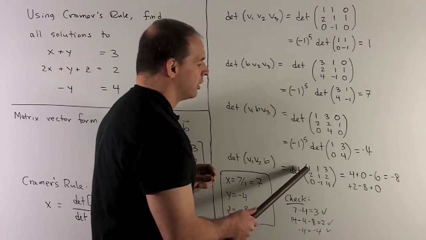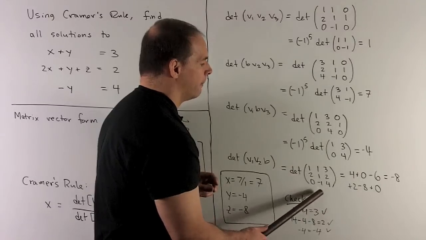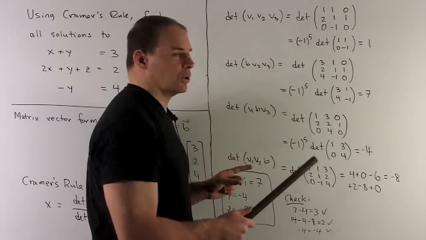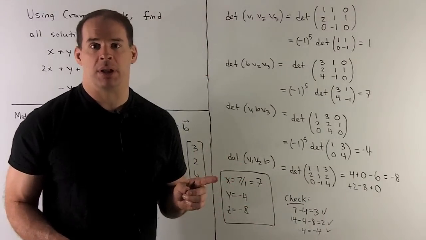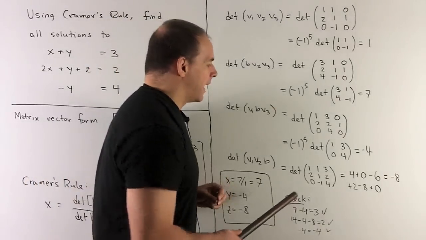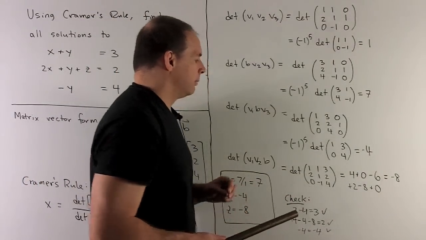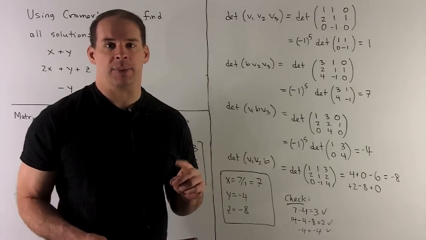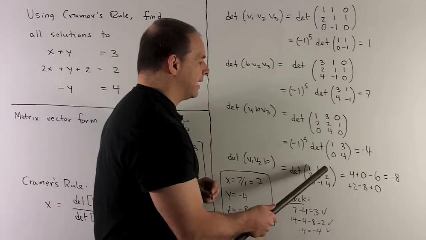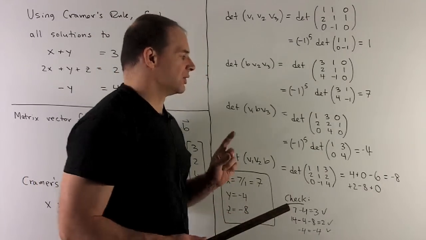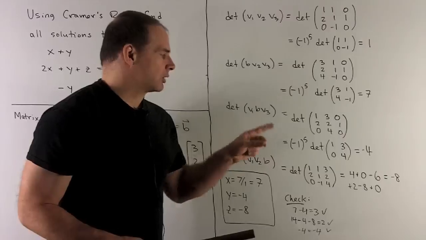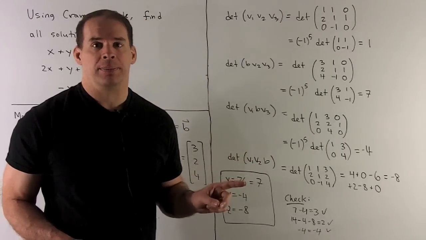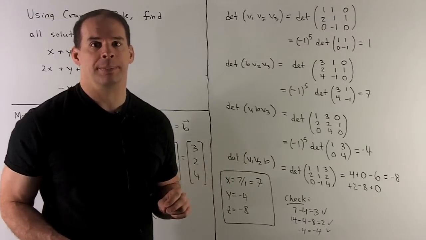Other direction, so we have 1, 2, minus 1 gives me a minus 2. Since I'm subtracting, it becomes a plus 2. Then I have 1, 2, 4 becomes an 8. Subtract gives me a minus 8. And then for the main diagonal, I get a 3, 1, 0 goes to 0. Collect all the terms, I get a minus 8. Divide by 1, that's my z.